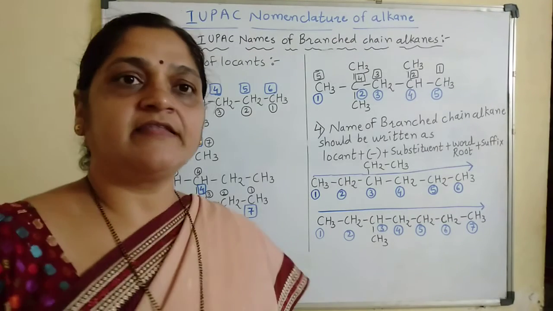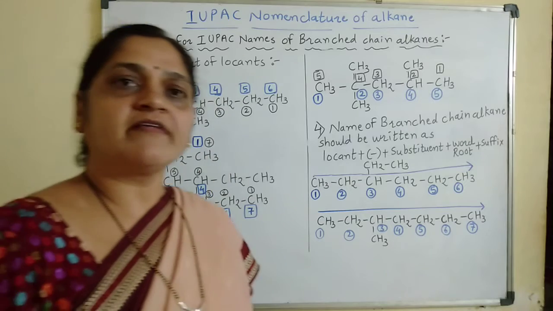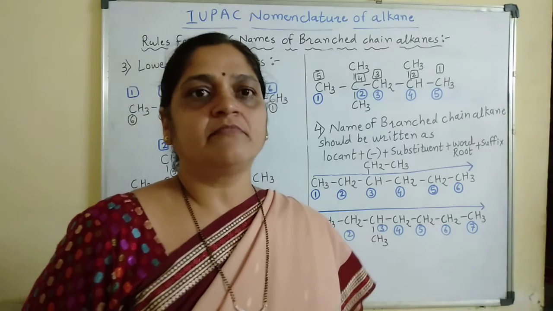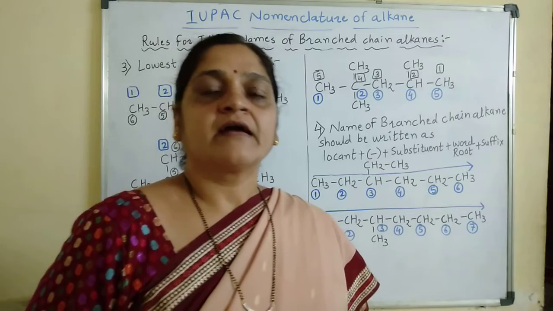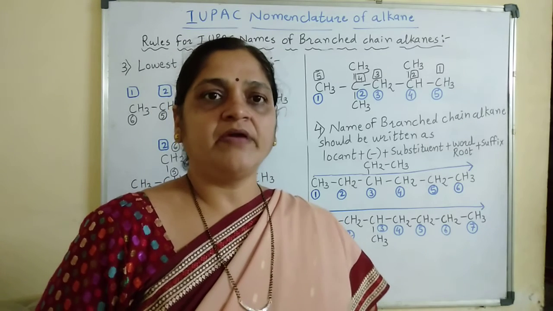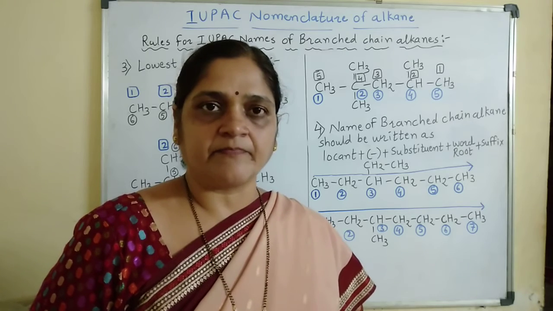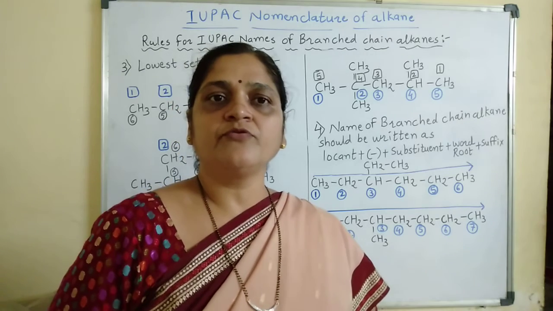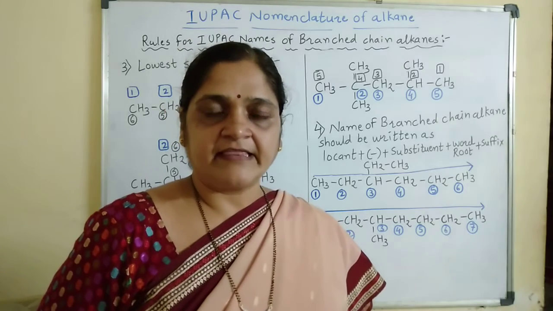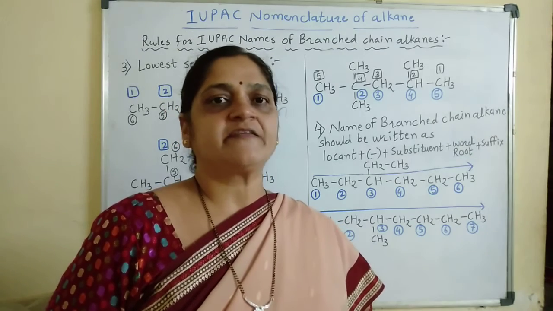Now student, the next rule is the lowest set of locants. What is the meaning of locant? A locant, or positional number, is the number assigned to the carbon carrying a substituent. Now when you select the longest continuous chain of carbon atoms, you number those carbon atoms in such a way that the substituent-carrying carbon gets the lowest possible number.